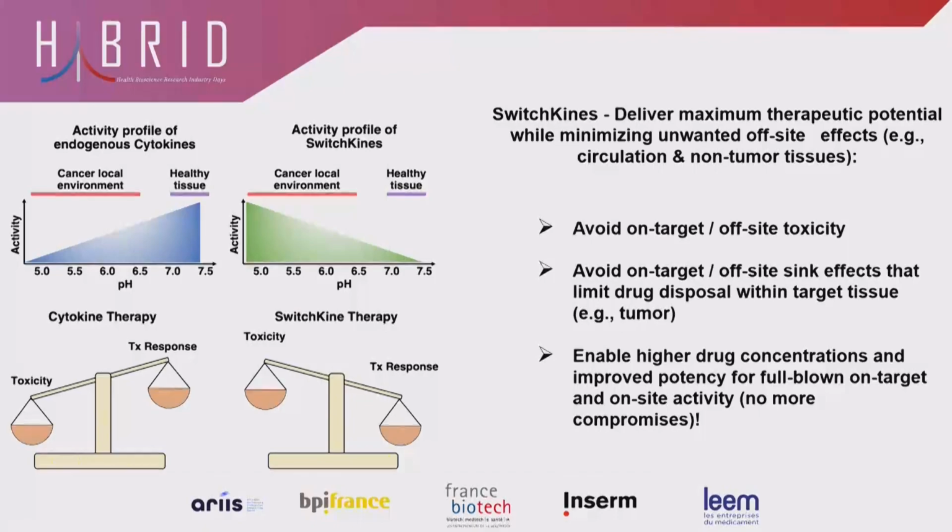So by switching the activity to the acidic environment, we could really target antigen-specific T cells, and depending on the pH, also reduce systemic toxicity. It also enables us to have a less sink effect and much more accumulation of the product inside the tumor, thereby enabling a higher concentration.